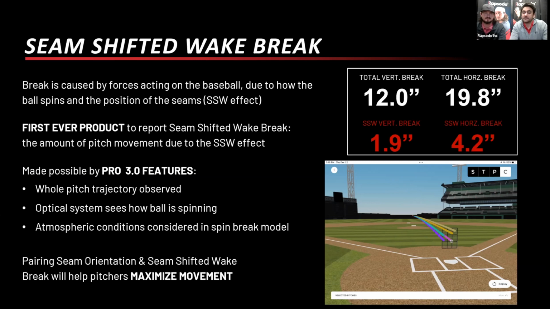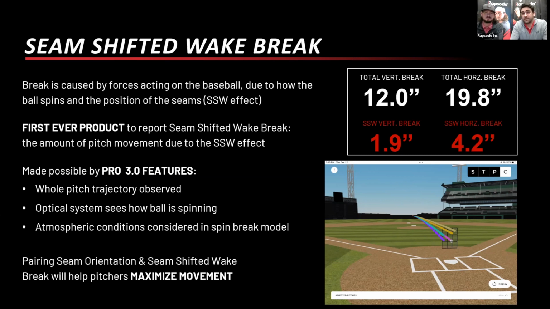One of those big advancements is that we are seeing the whole pitch trajectory with the Pro 3.0, because we've got those 3 cameras, seeing the whole pitch trajectory. And then we're also, since we're an optical system, meaning we're taking pictures of the ball during the ball flight, we're seeing how the ball is actually spinning through the air. So we can see how the ball should have moved based on the way it was spinning. And then we're seeing how the ball did in fact move. And then that difference is what we can attribute to the seam shifted wake effect.